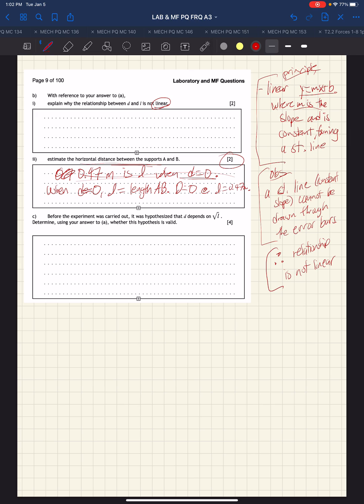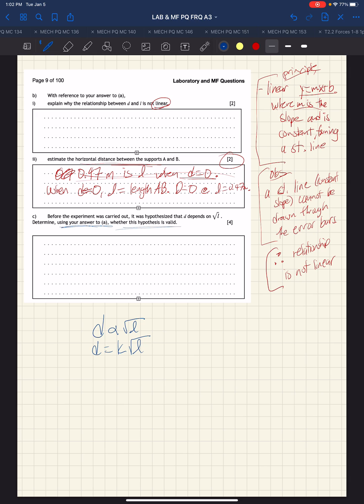And next we have an experiment was carried out. It was hypothesized that D depends on the square root of L. So concretely, that means D is related to the square root of L, and D then would be equal to some proportionality constant times the square root of L. Determine whether it is valid, using your answer to part A, whether this hypothesis is valid.